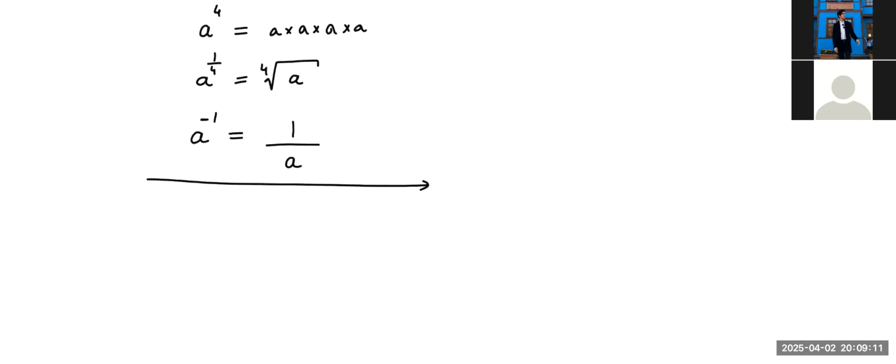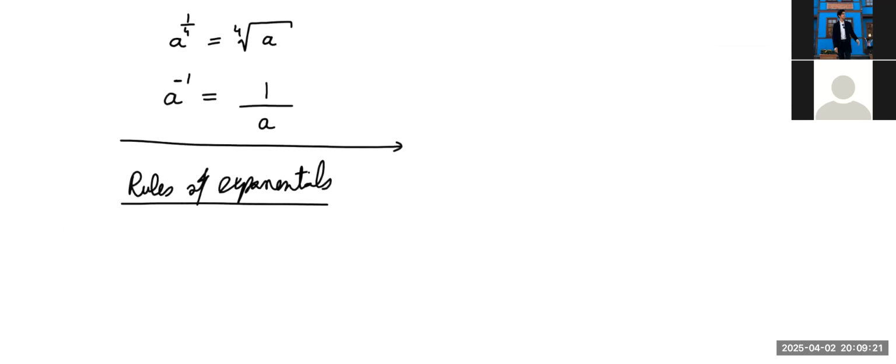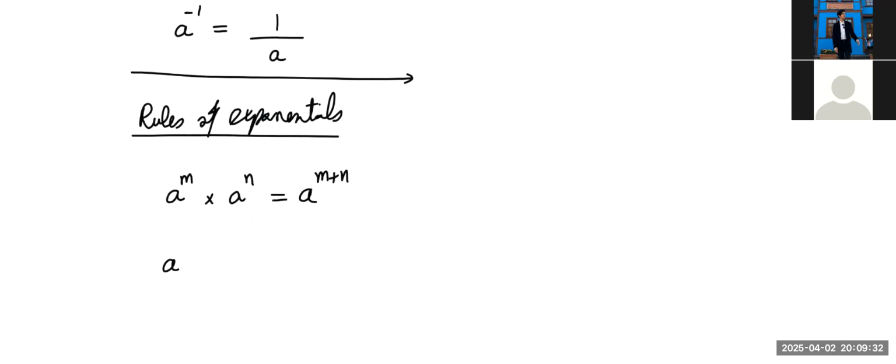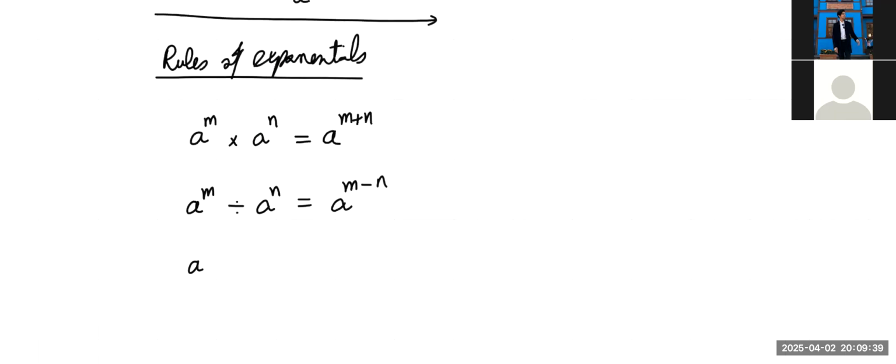However, there are some rules for exponentials that we're going to be learning about. Most of these are pretty easy to understand. The first idea is that if you have two things with the same base and you multiply them, you can combine them by adding the powers. If you have two things with the same base and you divide them, you can subtract their powers. If you have something that already has a power on it and you raise it to another power, you have to multiply the powers.